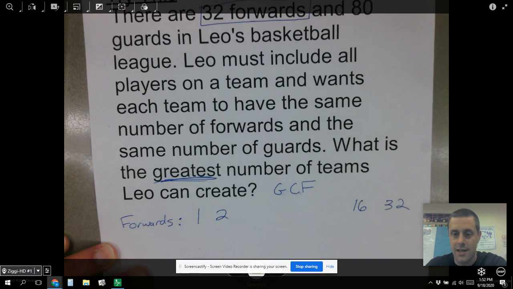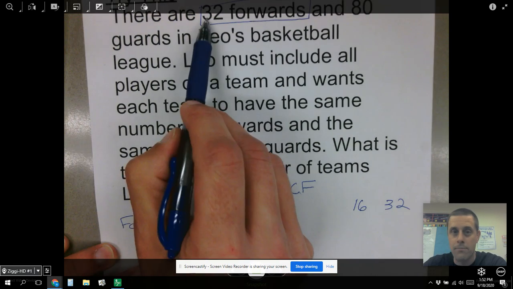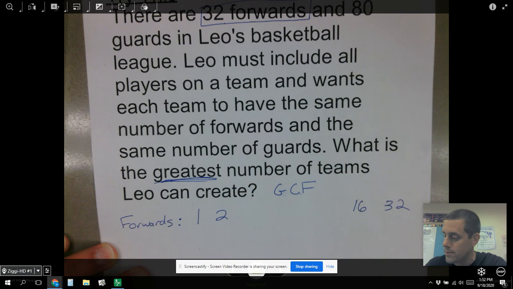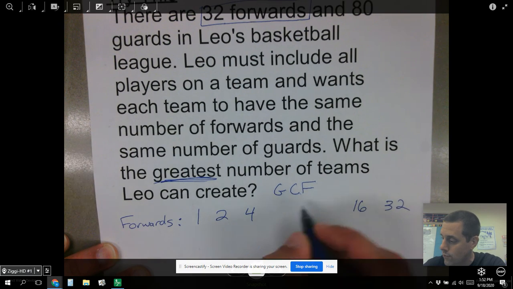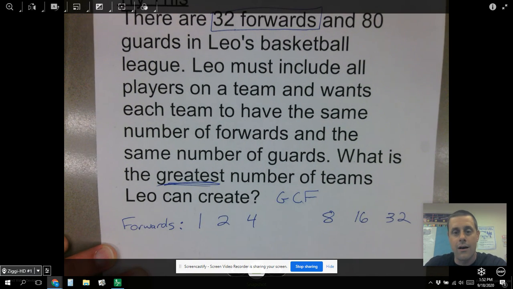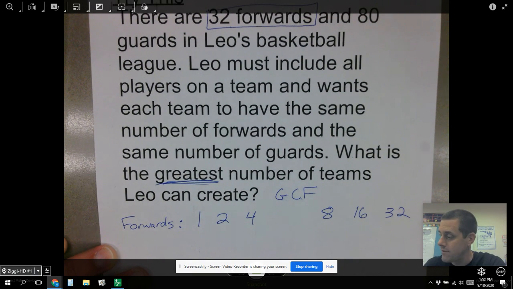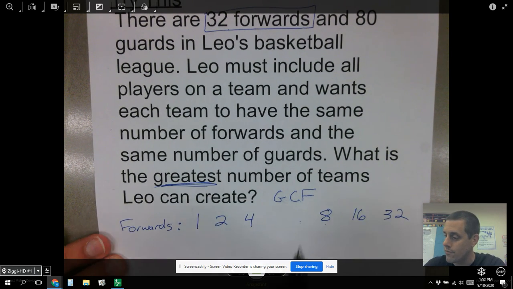1 and 32. 32 is even, so it is divisible by 2. 2 times 16 gives us 32. 3 plus 2 is 5. That is not a multiple of 3. Therefore, 3 is not a factor of 32. If you count by 4s, you will eventually say 32. It's 4 times 8. It is not divisible by 5, 6, or 7, and then 8's my repeat. So there are all my options for the forwards.